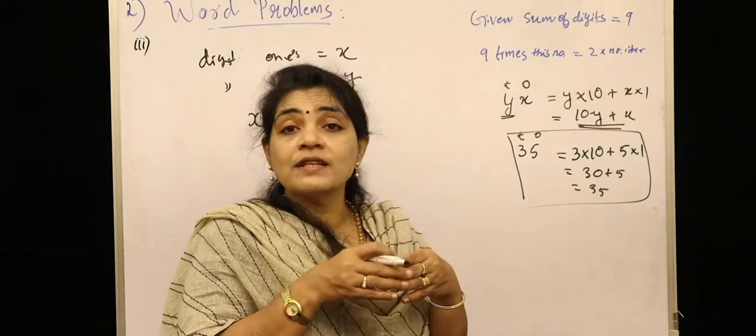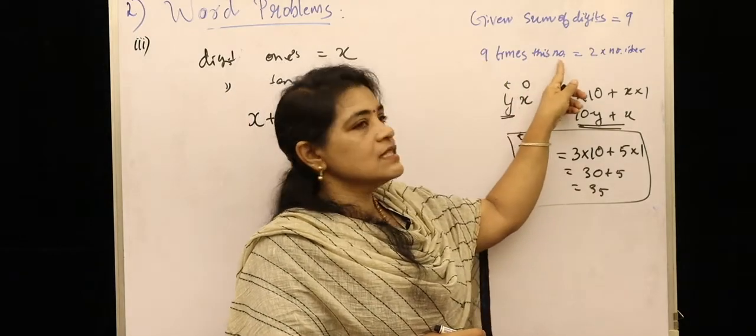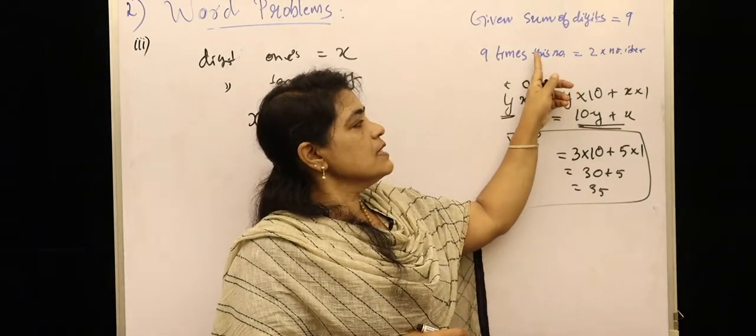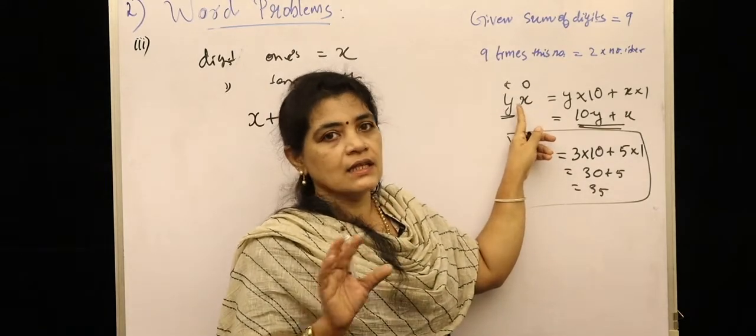And how can we form the second equation? That is also given. See, 9 times this number. This number means the number formed by the digits y in the tens place and x in the ones place.